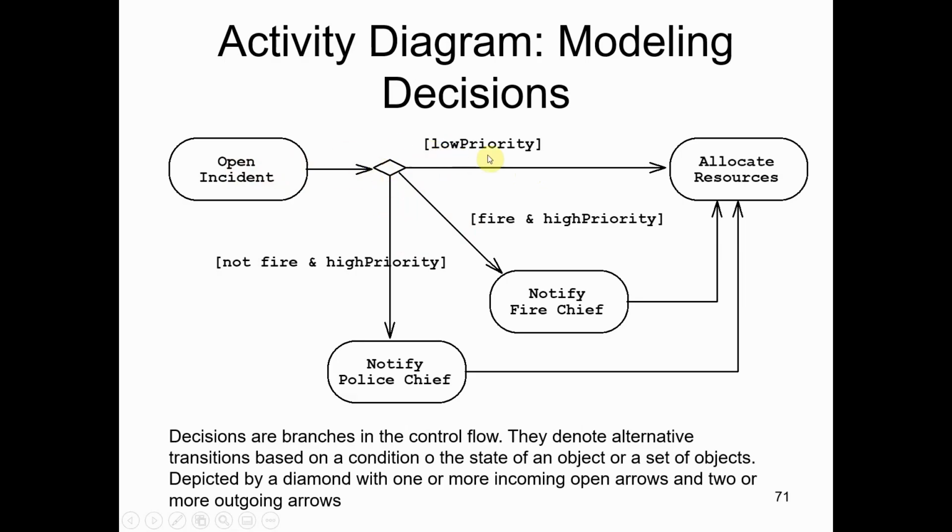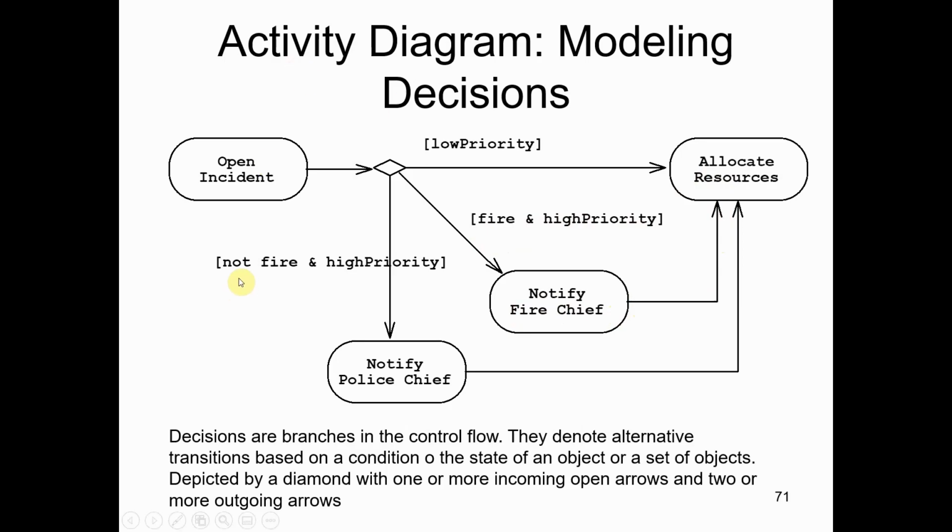If the instance is a low priority, then we just put it in a queue to allocate the resources. Of course, we have limited resources, so when this one comes, we just put it in a queue. And if the instance is, say, a building on fire and it's a high priority, then we notify the fire chief, and the fire chief can intervene in this allocated resource, can override the queue, so put this one in the higher priority, so you can allocate the resource and come to the site immediately.